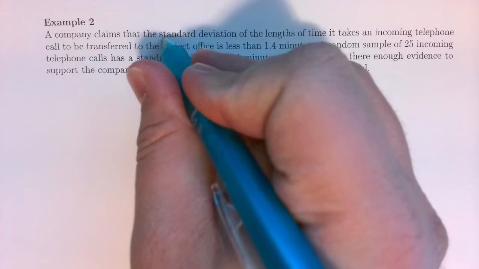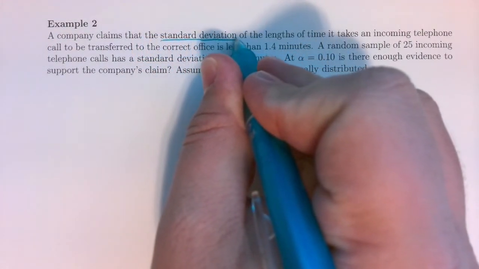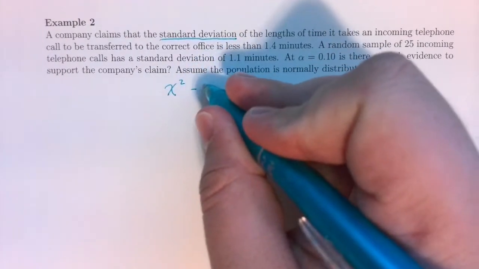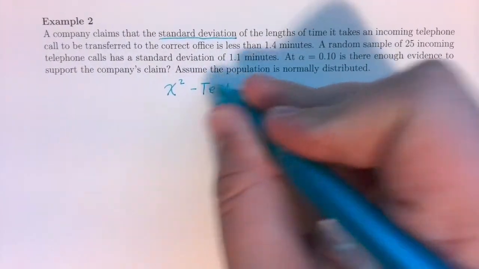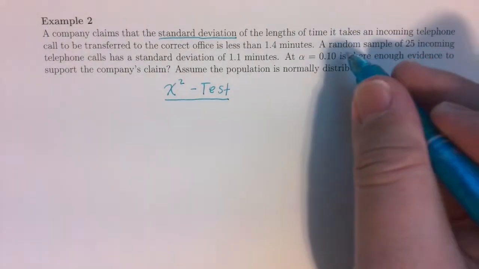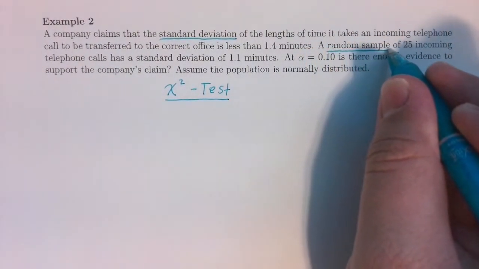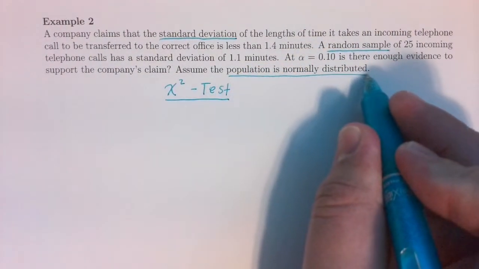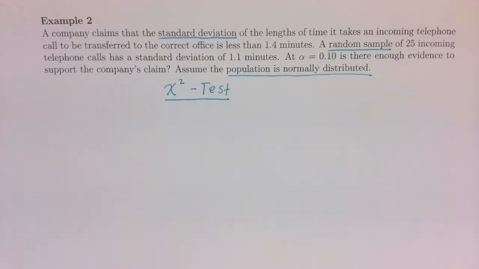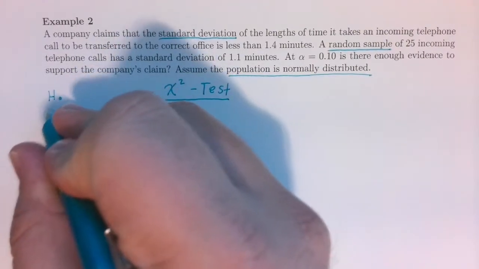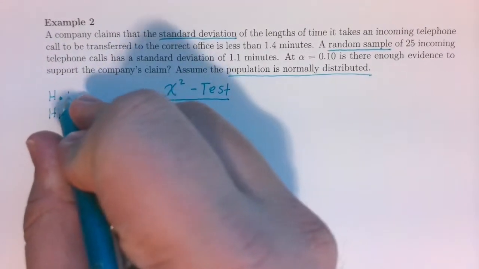First of all, the claim is about a standard deviation. That's how I know I'm going to try to do a chi-squared test. A chi-squared test has two conditions or requirements. Need a random sample, check, and the population must be normally distributed, check. Next, to perform a hypothesis test, you go through the same 5 steps. So first, identify your hypotheses.